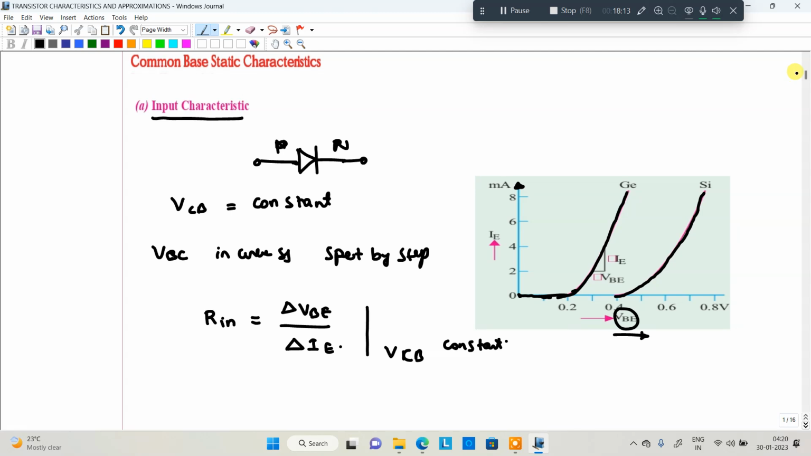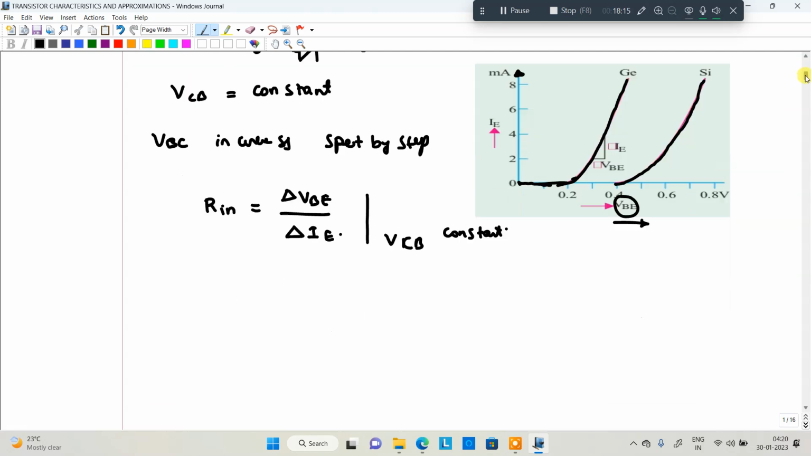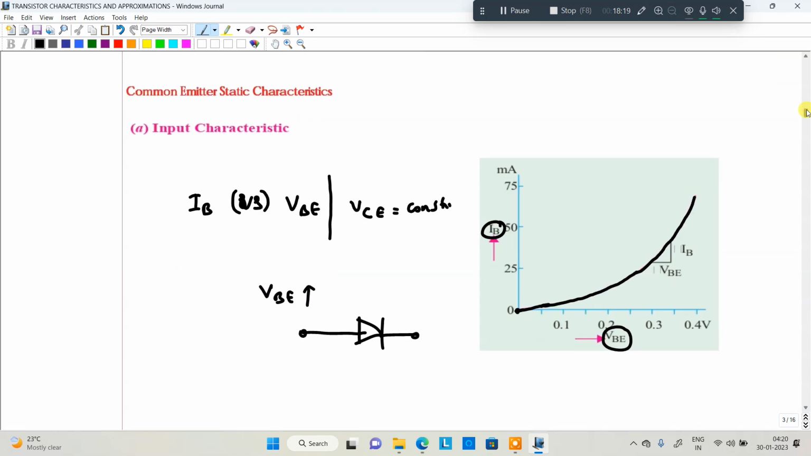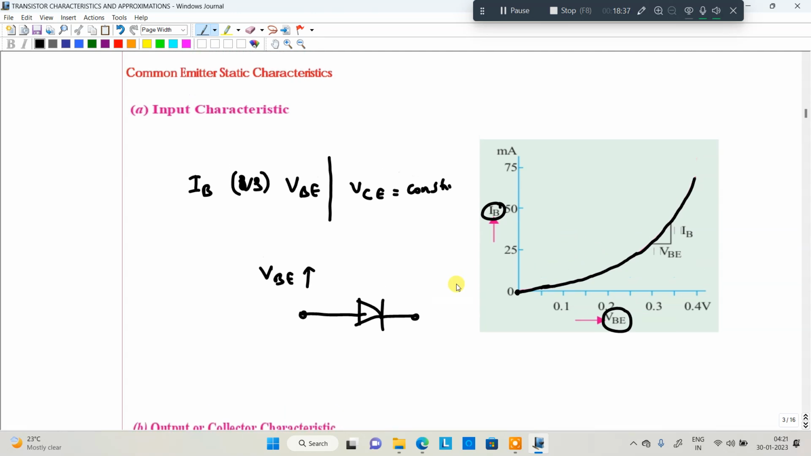Why? What is the reason behind it? Because in case of common emitter configuration, the base current is taken as the input. The base terminal is very thin, lightly doped. So that's why it takes some time to reach the maximum current. So the slope is more.